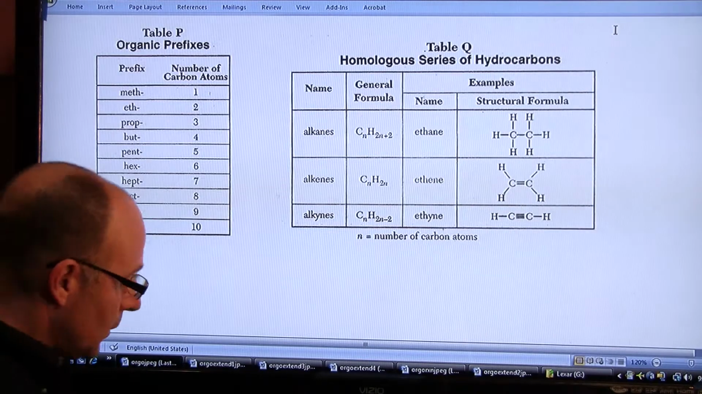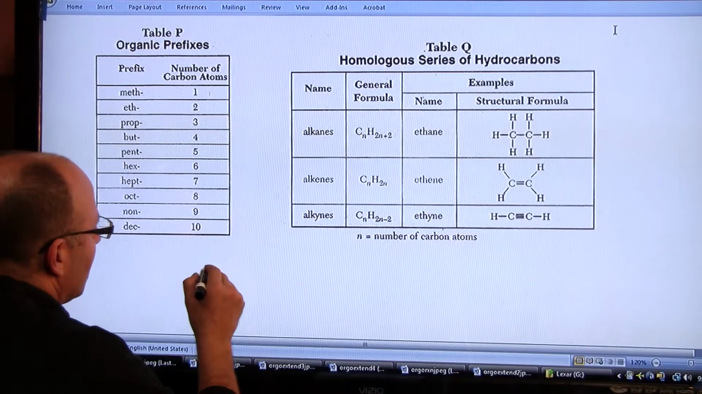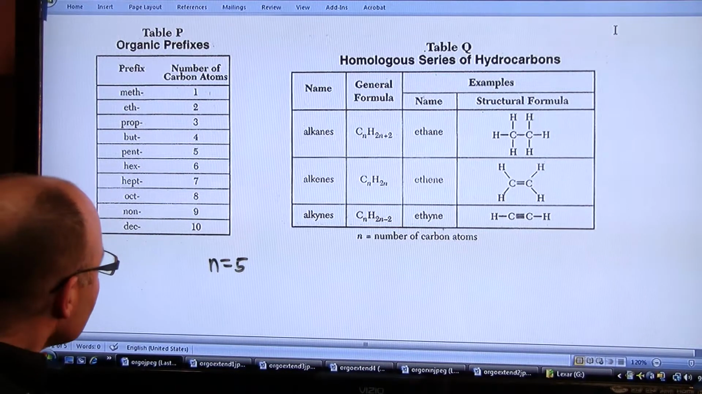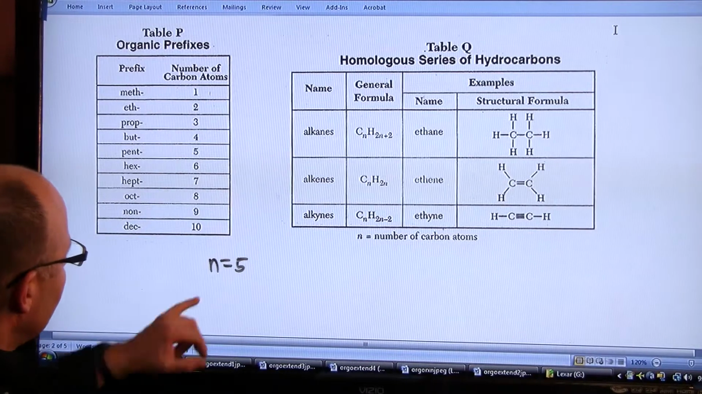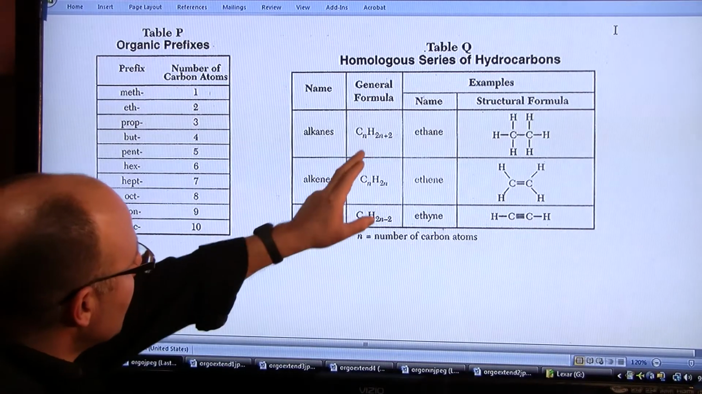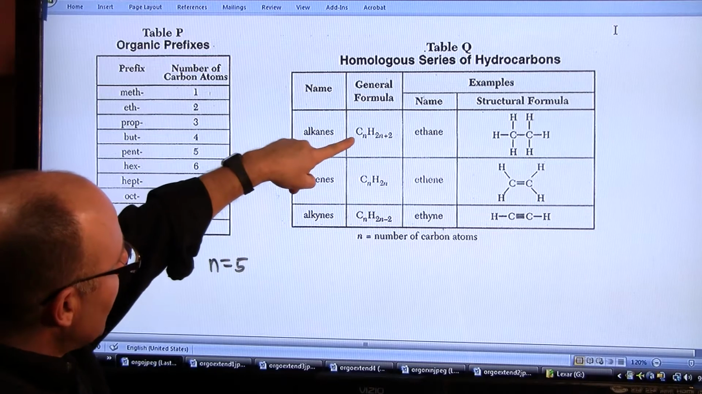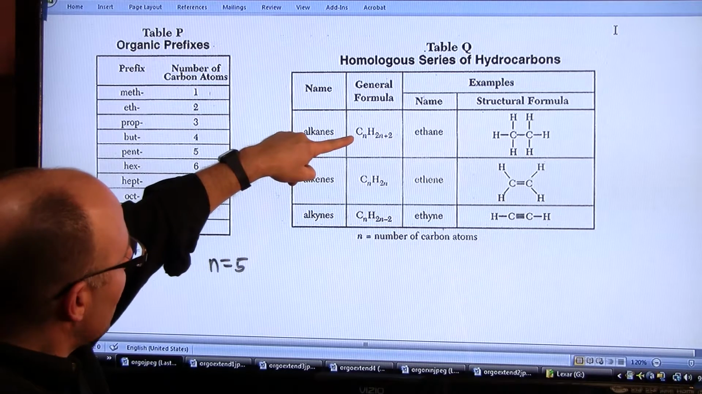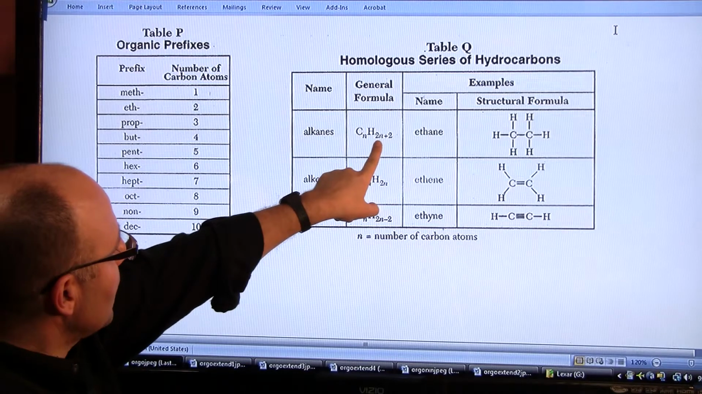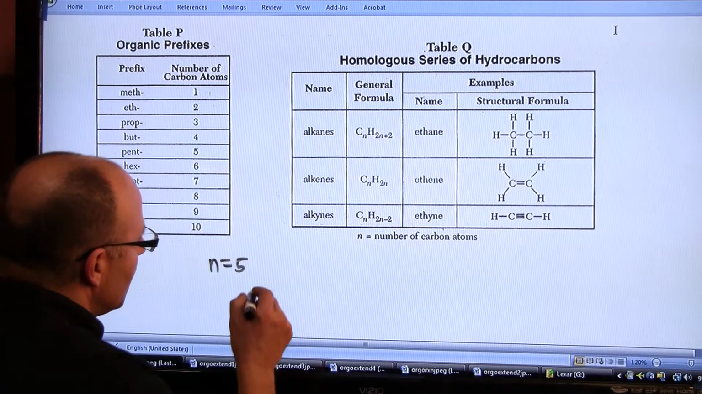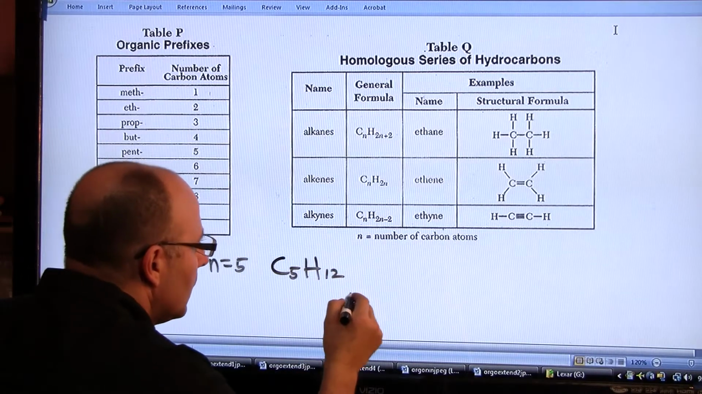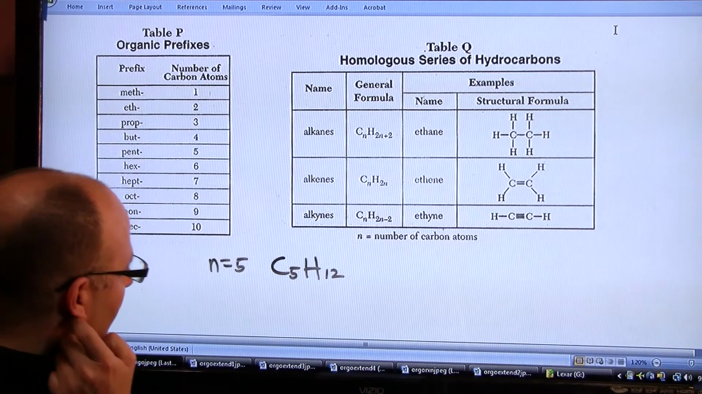Suppose we have n equals 5, where n is the number of carbon atoms. If n equals 5 and we're talking about an alkane, then for an alkane it would be CnH2n+2, where n again is the number of carbons. So 2 times 5 plus 2 would give you 12. So it would be C5H12 if it's an alkane.